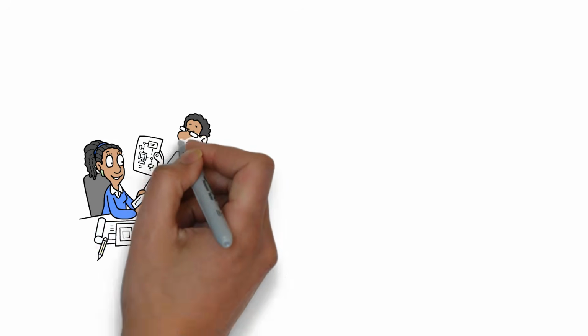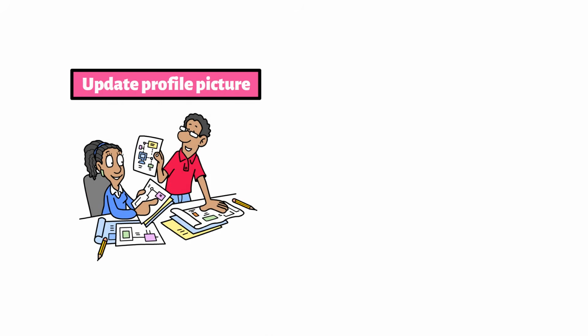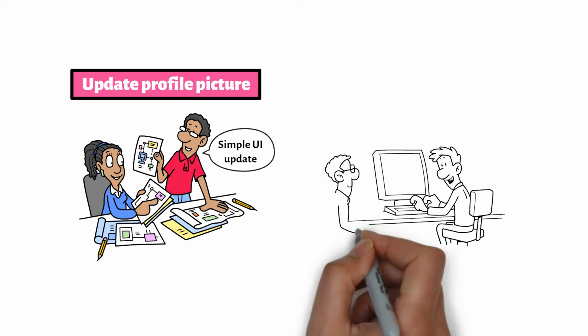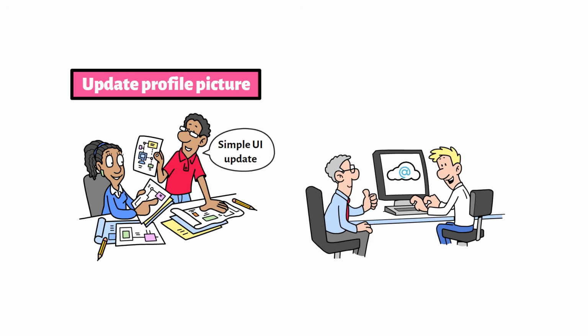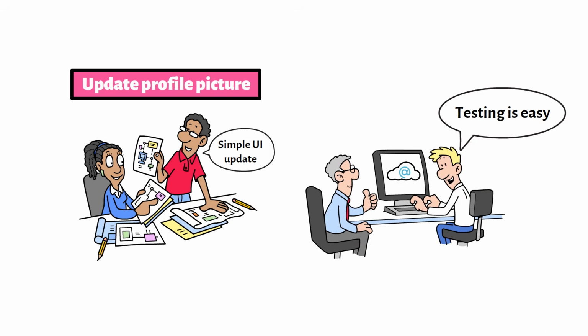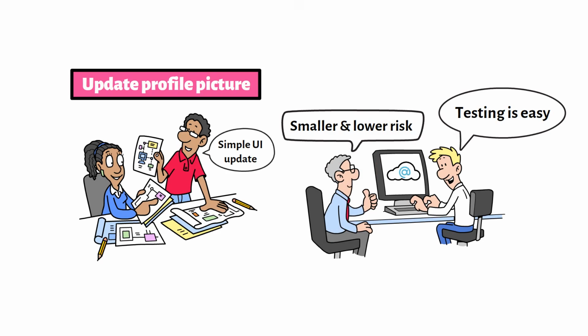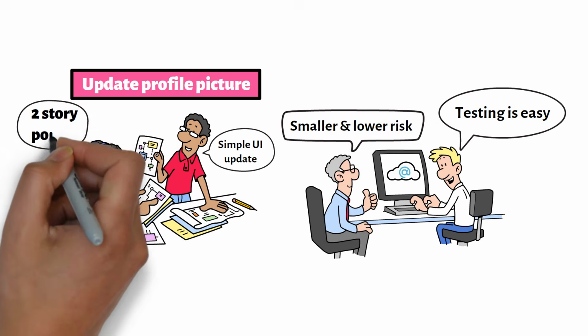Now the team looks at a new story. Update profile picture. After discussion, the team realizes this is a simple user interface update. The application already supports file uploads. There is no major integration work. Testing is straightforward. Compared to the password reset story, this feels smaller and lower risk. So the team estimates it as 2 story points.